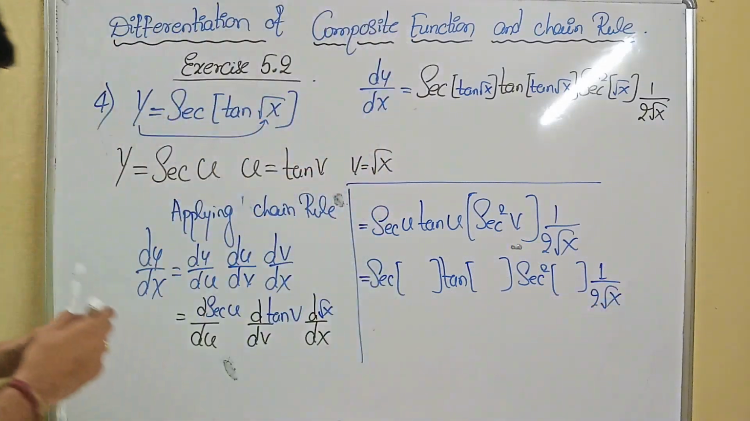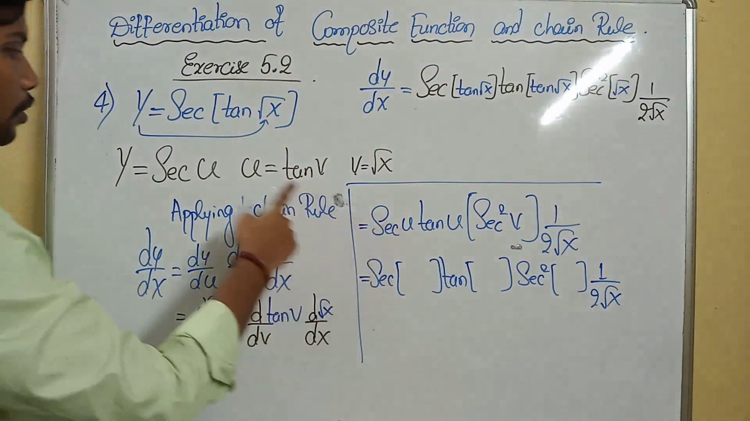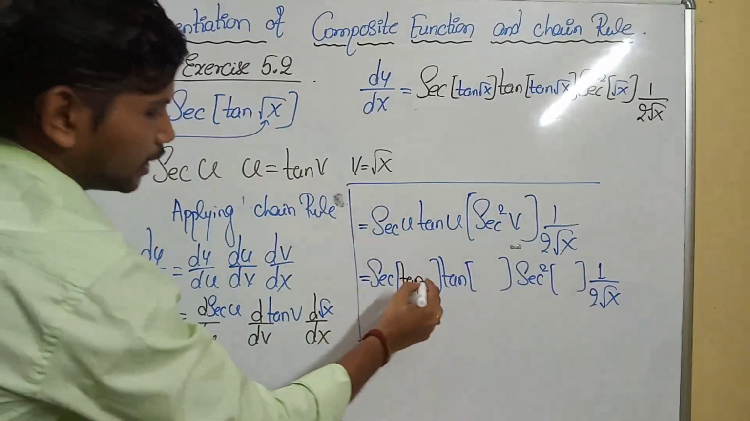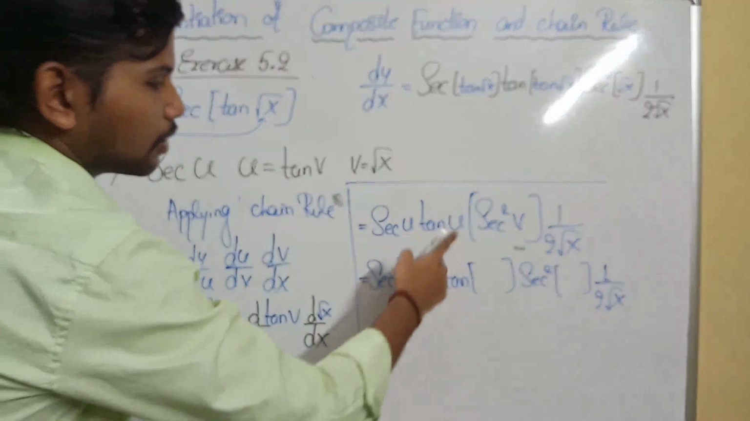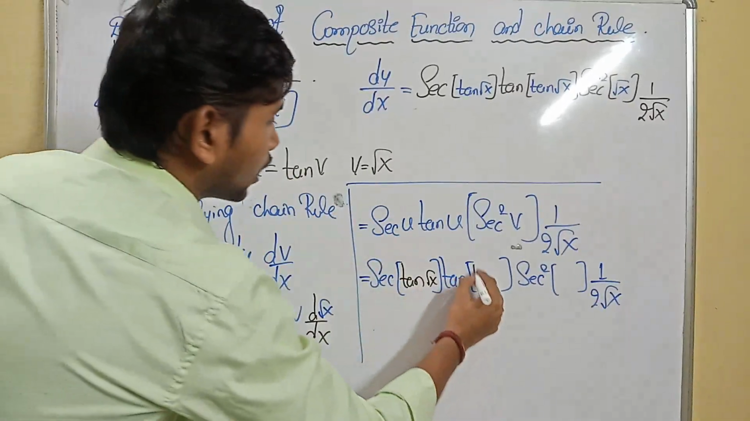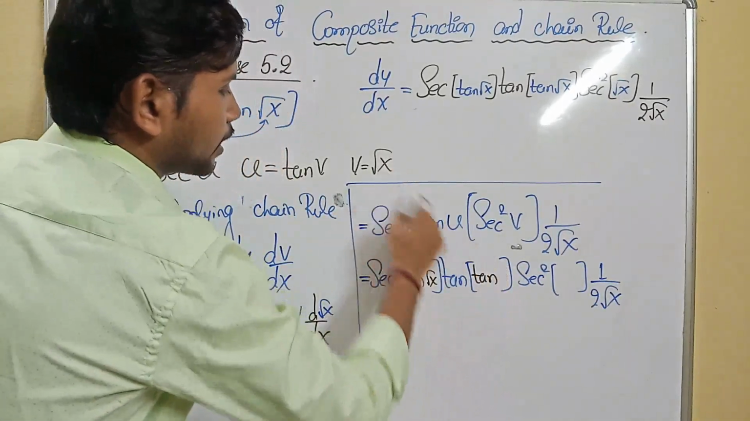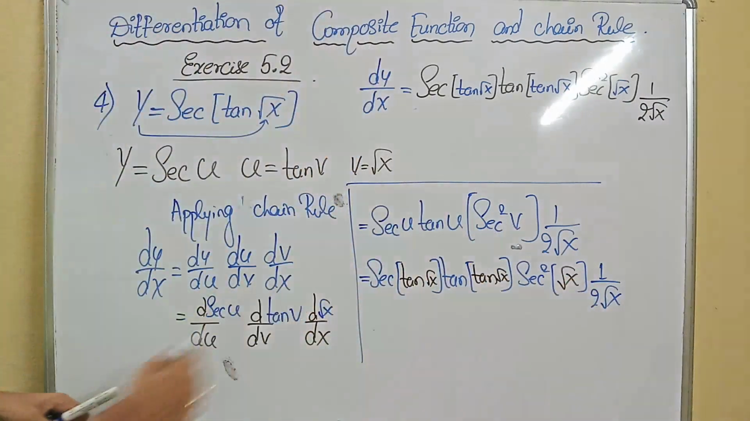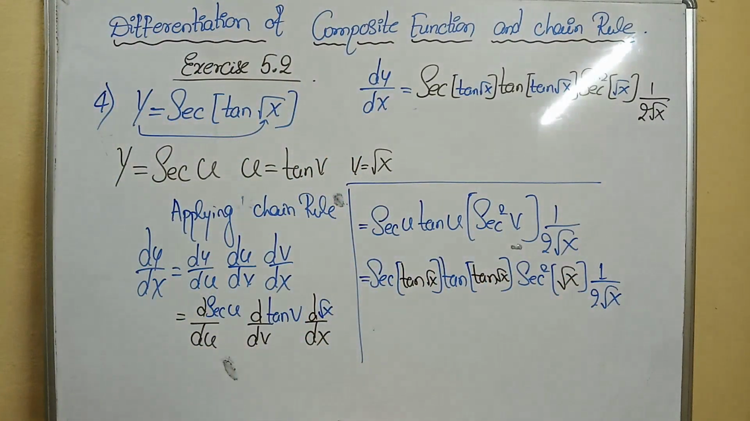Secant square, wherever what is the v value, I have to write, into 1 by 2 root x. Okay. What is the value of u? U is tan v. Tan of, instead of v you can write root x. Tan of what is u? U is tan v. Instead of v I write root x. What is v? Root x. Whether you got the same answer? Yes.